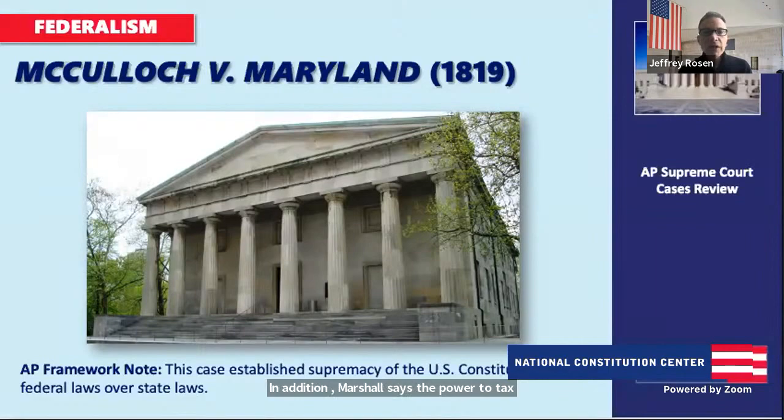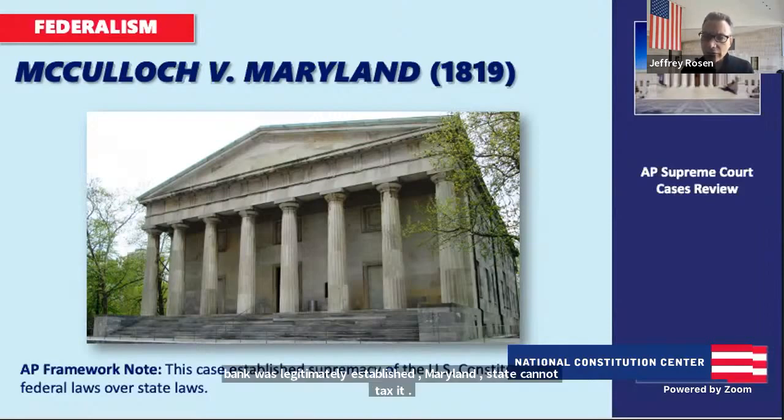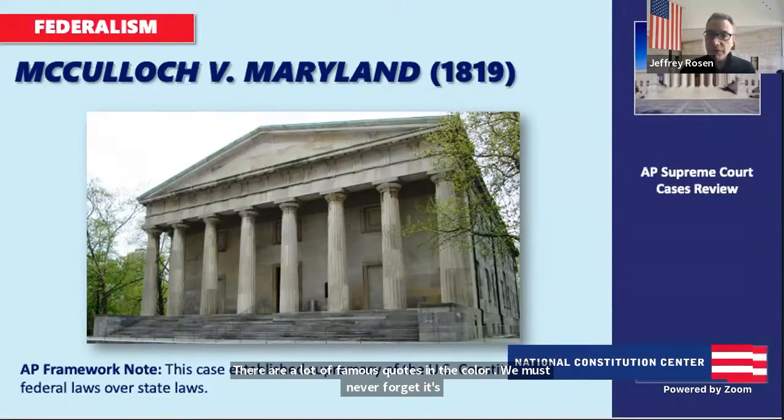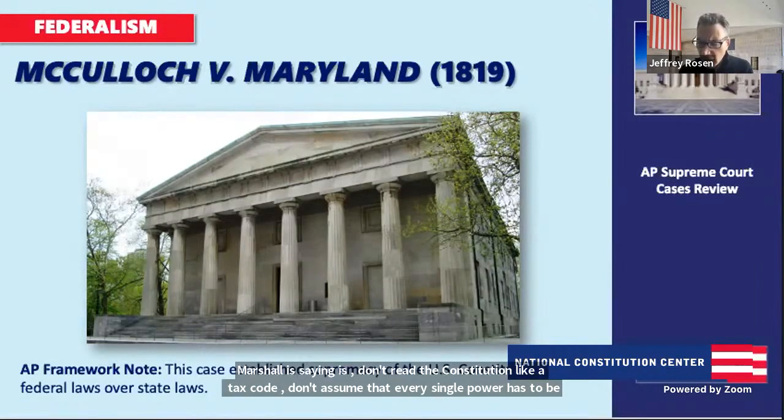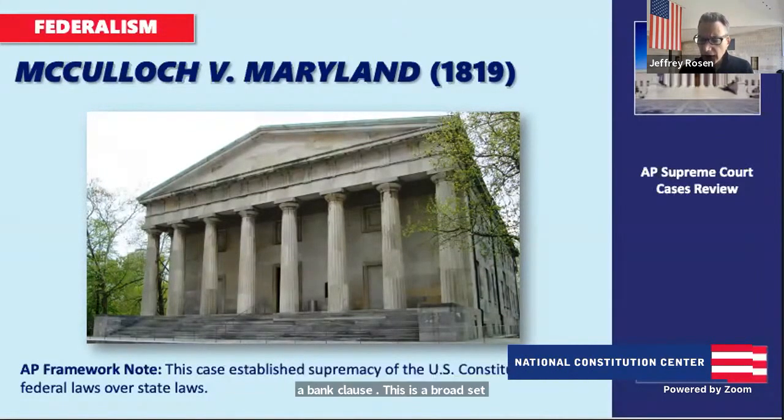There are a lot of famous quotes in McCulloch. "We must never forget it's a constitution we're expounding." That both sounds very resonant, and also it's not exactly clear what it means. And what I think Marshall is saying is, don't read the Constitution like a tax code. Don't assume that every single power has to be specifically spelled out. You don't have to have a "you can charter a bank" clause. This is a broad set of principles that should be construed appropriately and expansively, as long as the end be legitimate. Any means that is appropriate to carrying out the end can be within Congress's power.